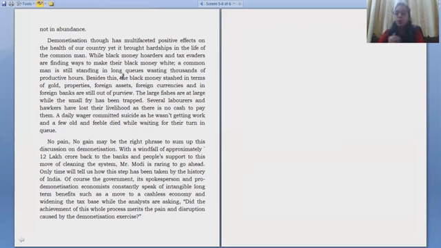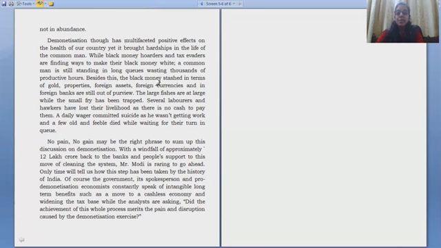Besides this, now you will talk about some more positive and negative effects. Positive effects we have already discussed, students. The reasons for which the demonetization was done are the positive effects of demonetization. And now in this paragraph, we're discussing the negative effects, right?